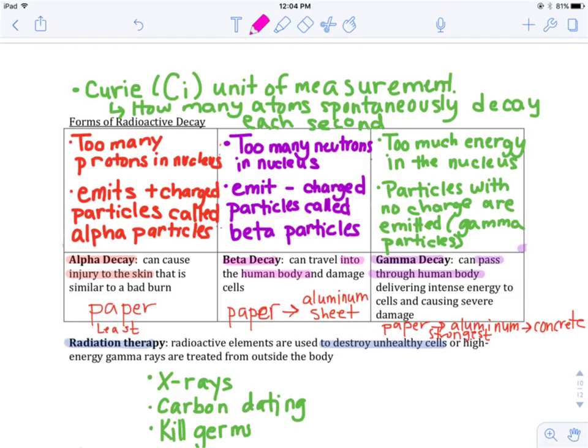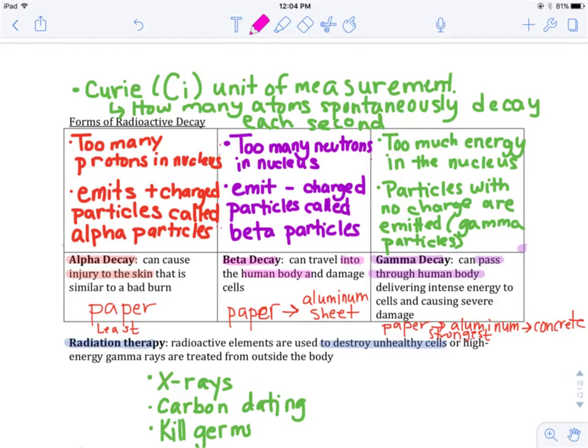The second type of radioactive decay is beta decay. Beta decay occurs when there are too many neutrons in the nucleus, and it emits negatively charged particles, which we call beta particles. They are slightly stronger than alpha decay, and they can travel through an aluminum sheet. They can also travel into the human body and damage cells.